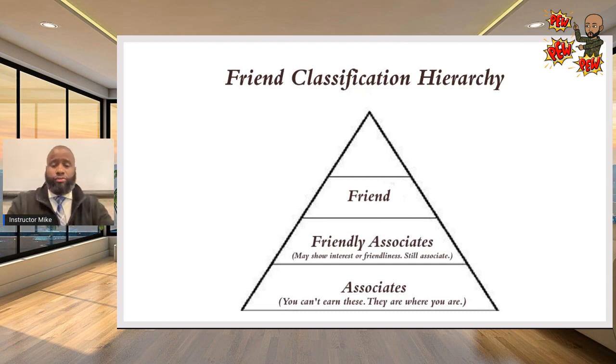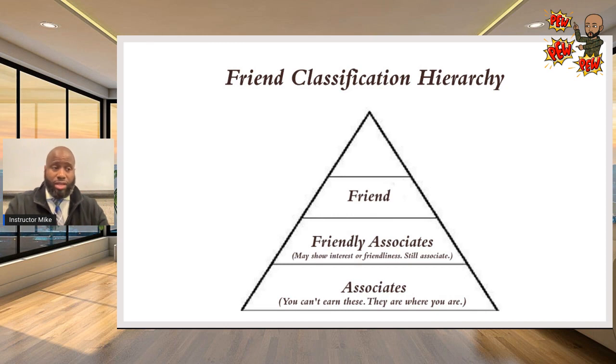They show interest or friendliness toward you, still associate. Okay, person doesn't really earn that. They just show that interest or show that level of friendliness. Friendliness does not necessarily mean friend. Okay. I like to think of friend like credit worthiness. What qualifies you to go to the top, right? What qualifies you to be at the top? What qualifies you to get this coveted title of friend?